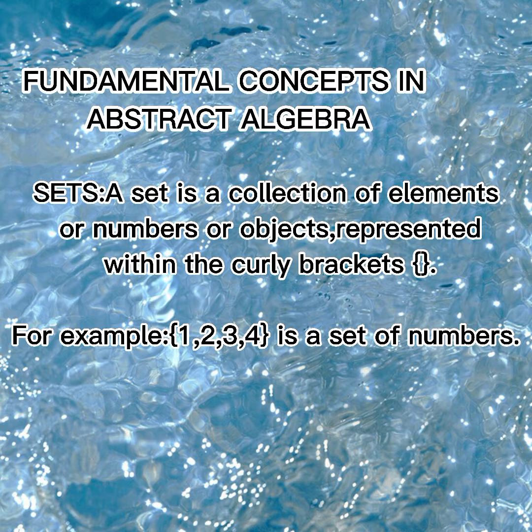Let's proceed to the fundamental concepts in abstract algebra. First is sets. A set is a collection of elements or numbers or objects represented within curly brackets. For example, open bracket 1, 2, 3, 4, close bracket is a set of numbers.